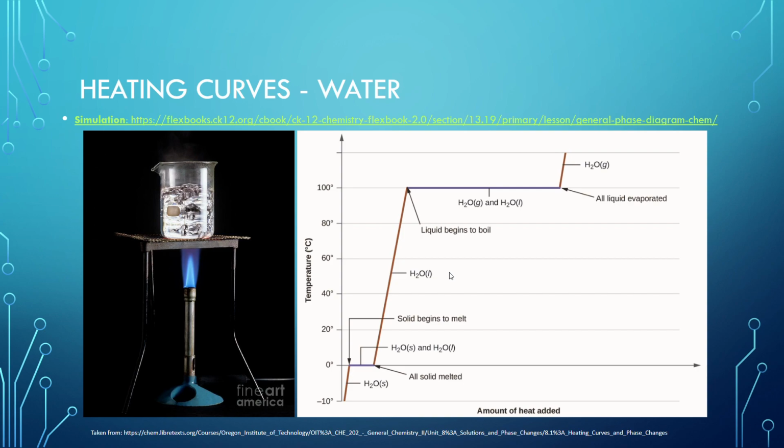These kinds of curves allow us to see the state of matter of a substance at a certain temperature. So you can know that, for example, at 40 degrees, water is going to be liquid, and that at 0 degrees, it's going to be both liquid and solid.